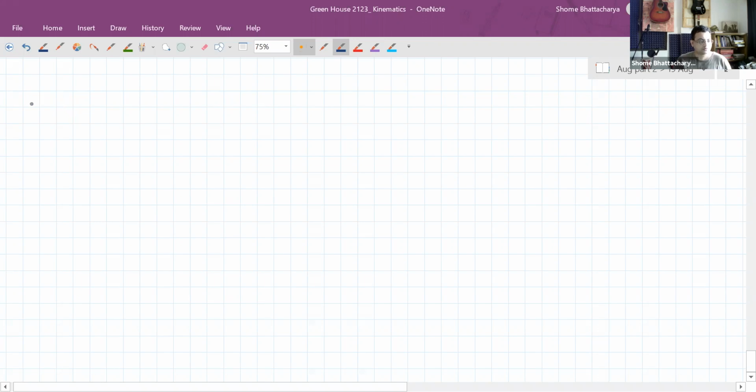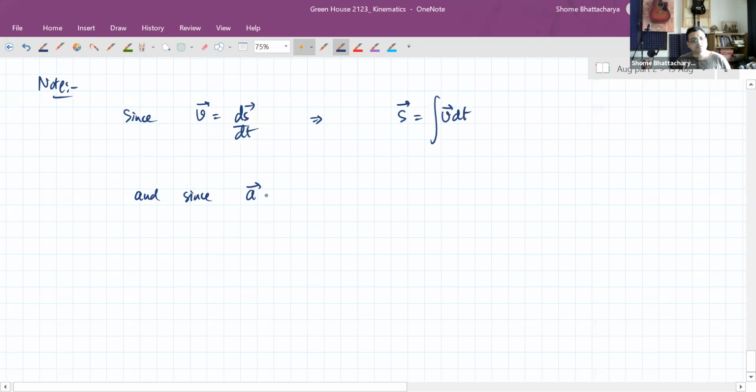Okay. So now for that we also understand that since velocity is the rate of change of displacement with respect to time, if you invert this relation, it will become that displacement is integration of velocity with respect to time. And similarly, since acceleration is equal to rate of change of velocity with respect to time, velocity comes by integrating acceleration with respect to time.